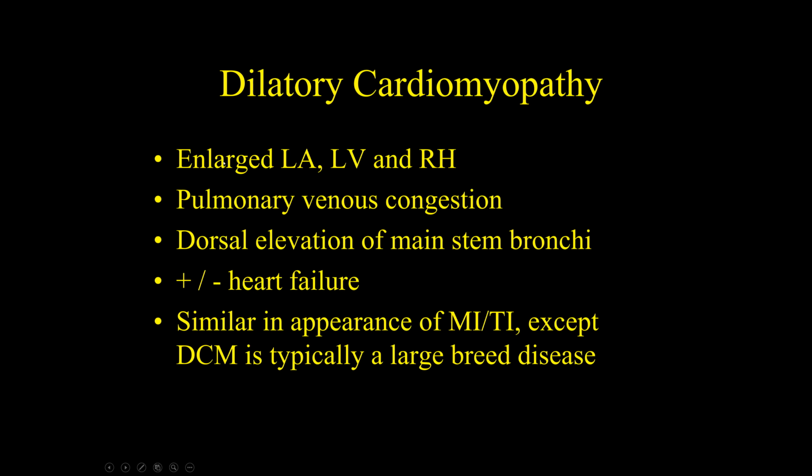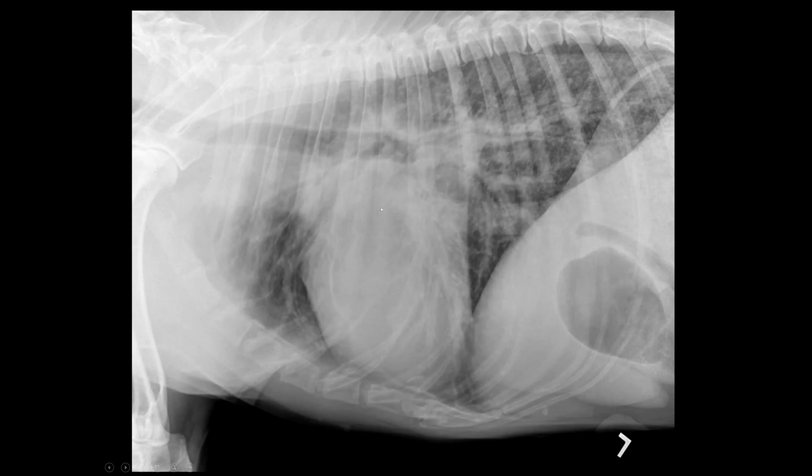So what does dilated cardiomyopathy look like on radiographs? You'll know this is basically exactly the same thing that we did for mitral insufficiency. Enlargement of the left atrium, the left ventricle, the right side of the heart, the pulmonary veins get big, and you can get dorsal deviation of the mainstem bronchus, and you may or may not see signs of heart failure.